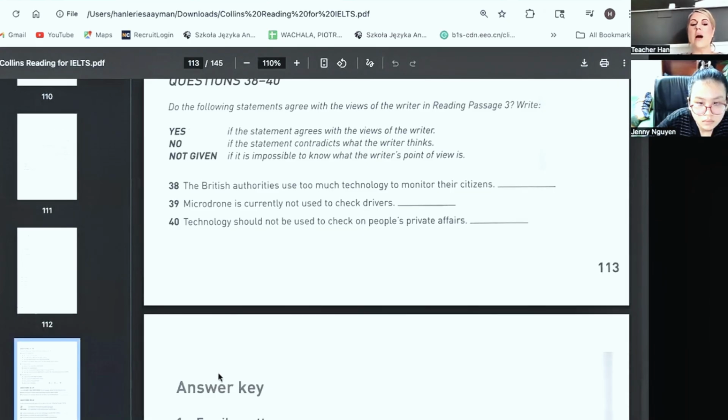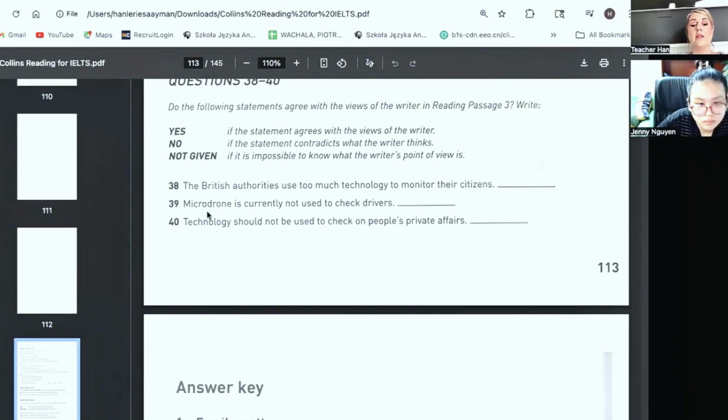Does it agree with the writer's view or not? Or is it not given? Yes. Or not given. It's not given. Because the author comments on the fact that Britain uses a lot of technology to fight crime, that technology is improving and that the police need it these days. But it does not say anything about whether the amount used is right or not.